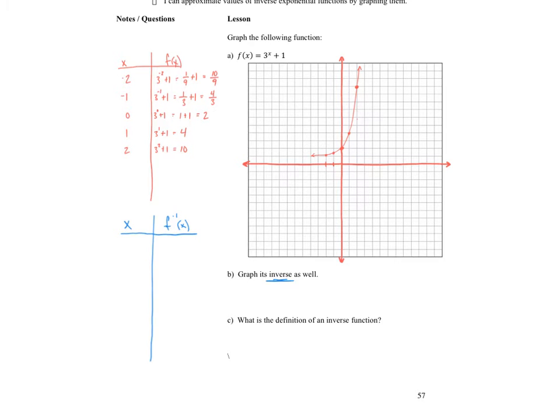and flip them. So the first point in our inverse function is going to be the point 10/9, -2. And the second point in our inverse function is going to be the point 4/3, -1. And then we'll have the point 2, 0, and the point 4, 1, and the point 10, 2. So all we've done is taken each of these points, flipped them around, and now they are points in our inverse function. So I can plot them now.